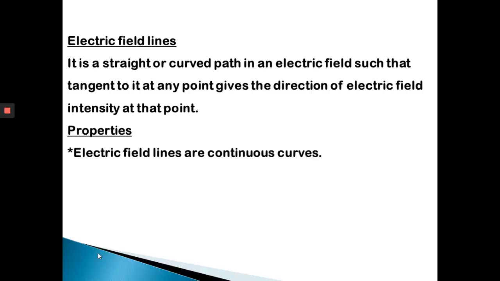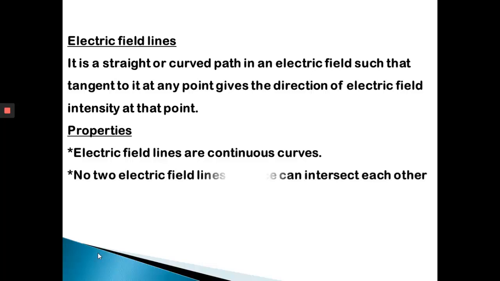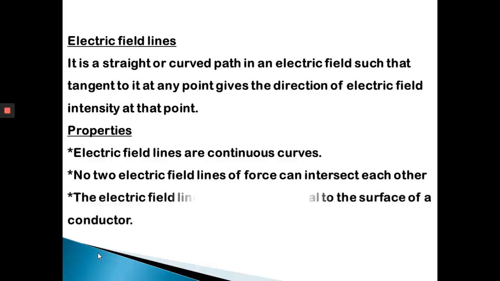Electric field lines are continuous curves. No two electric field lines of force can intersect each other. Why is it so? If they intersect, the tangent at that intersection point will have two directions, so it's not possible. That's why no two electric field lines of force can intersect each other. Next, electric field lines are always normal to the surface of a conductor. What will be the direction of electric field lines? It will always be perpendicular to the surface of the conductor.